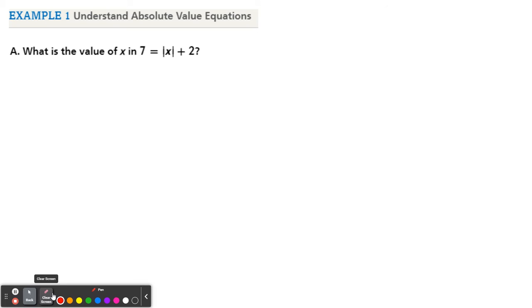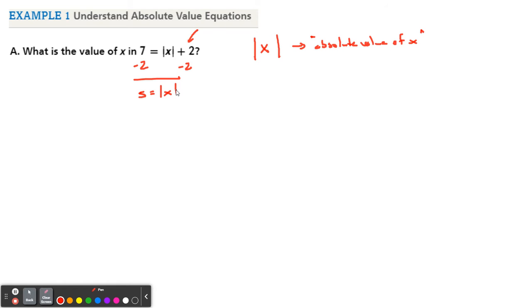So it says, what is the value of x in 7 equals the absolute value of x plus 2? The first thing we're going to do is get this absolute value of x by itself. So you see these bars, right? This is pronounced absolute value of x. That's how you say that. Right now, the plus 2 is over here with the absolute value of x. So let's subtract 2 on both sides, and we get 5 equals the absolute value of x.